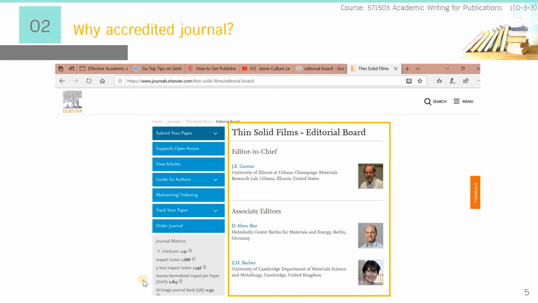There is also other information that you can get from searching on journal information as well. Let's have a look at this. It's the journal metrics giving you the information of the CiteScore, impact factor, and impact factor over 5 years. And these numbers are important for you to select the good or the proper journal for yourself.